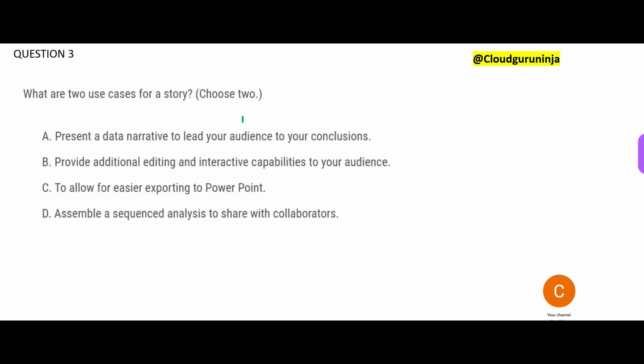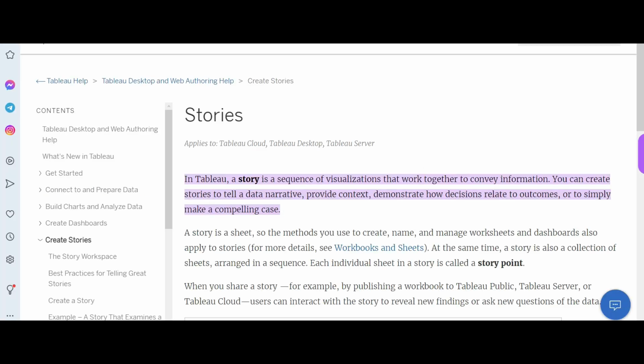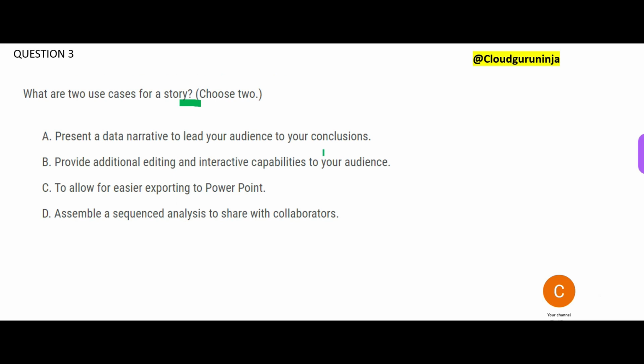Now this next question is about a story. You can create a storyboard. Story is a sequence of viz that work together to convey information. You can create stories to tell data narrative, provide context, demonstrate how decisions relate to outcomes, and so on. So basically you're trying to build a compelling case. So that means option A is correct. It is presenting a data narrative so that the audience arrives at a conclusion.